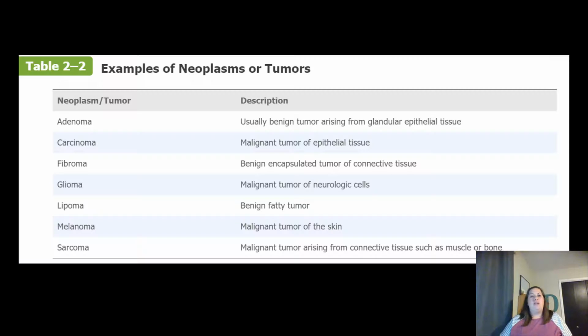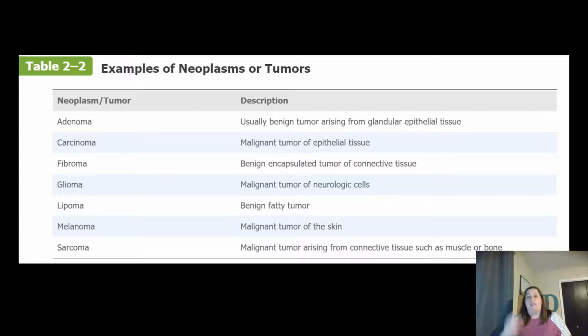So guys, if we do take a look at this, you can see types of tumors listed here. This is in table 2-2. We see you have what we call an adenoma. Adenoma usually is going to describe a benign tumor. This is a tumor that's not considered cancerous. Now, can it cause problems functionally? Yes, but it's benign, which means it's normally encapsulated. You have carcinomas, which are malignant tumors. Malignant tumors are cancer. A fibroma is a benign encapsulated tumor.